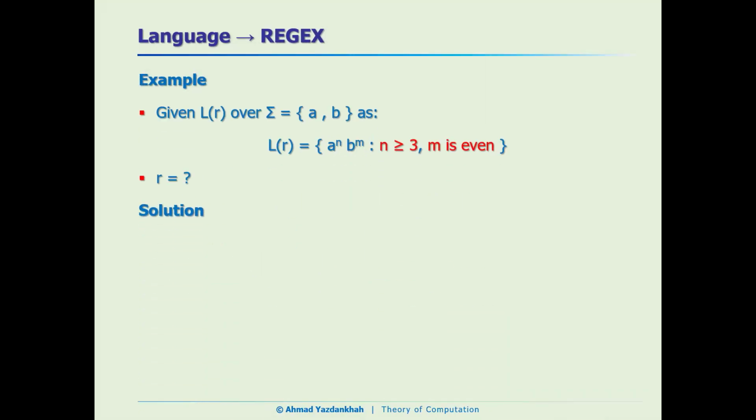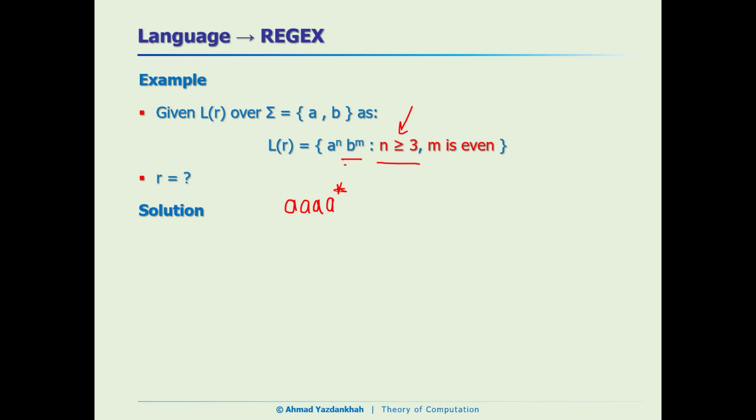For this one, we have two constraints. One for n, this guy, and one for this guy. Okay, so let's start from the A to the n. It is saying that it should be greater than or equal to 3. So it means that we have at least 3 A's, which means that we have AAA. And then after that, we can have more A's, and more A's will be A star.